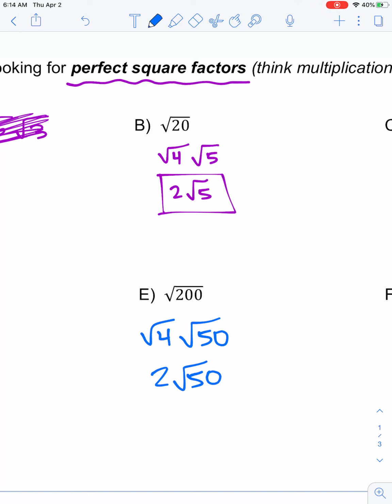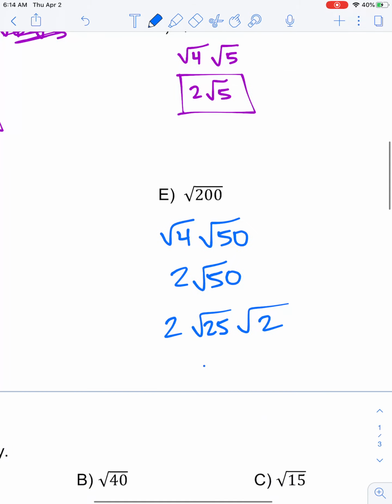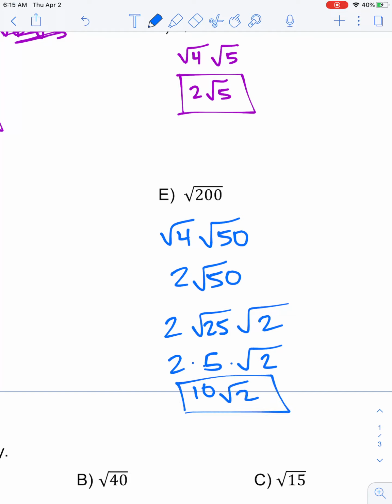Now 2 root 50 is equivalent to root 200. However, this is not simplified all the way. 50 can still divide by another number on that list, 25. So what I would have to do then is, I have my 2, I don't want to forget about that, break up 50 as 25 times 2, and then the square root of 25 can become a 5. So I have 2 times 5 times root 2, and then I can multiply 2 and 5 together to get 10 root 2. And we'll do more problems like this on the next page.